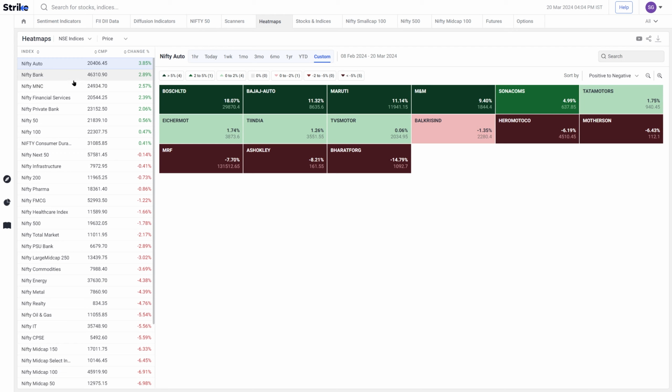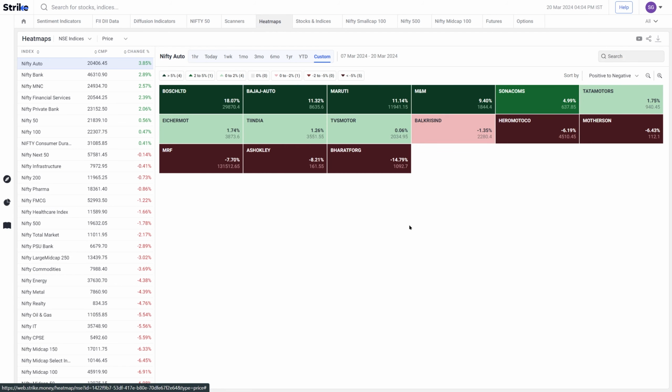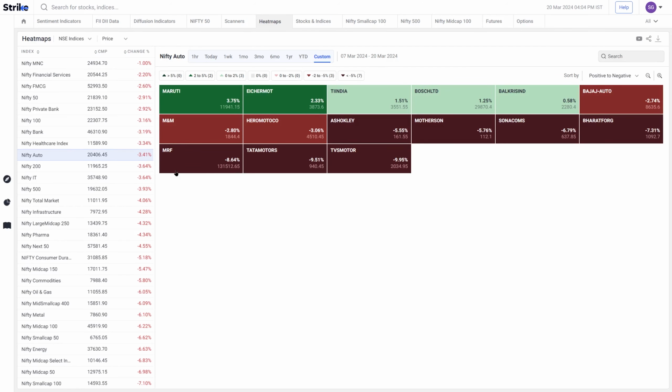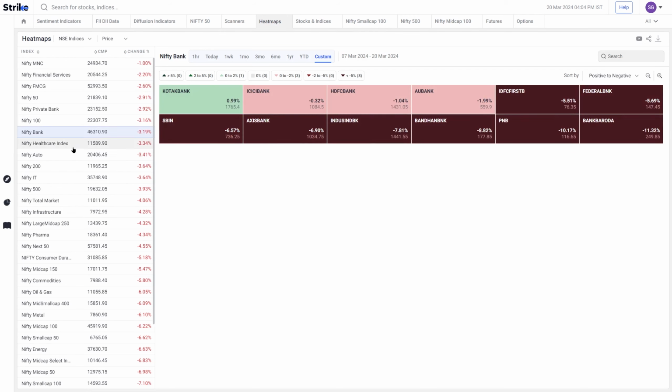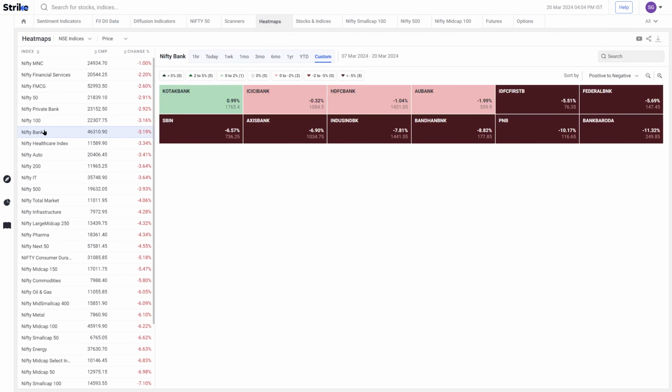Now let's do a scan from the second date, that is 7th of March. During these dates, what has fallen less? Between banks and autos, they have fallen by almost the same percent, about 3% on the index level. Within the baskets, a few of the stocks are negative, a few are positive. Some common names that we saw in that scan and this one are Maruti, Eicher, Bosch, etc. And from banking, the only one positive is Kotak Bank.